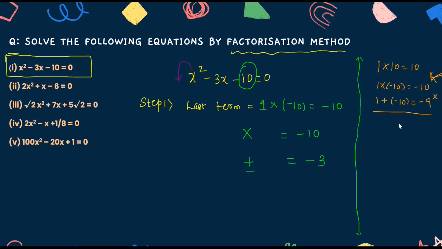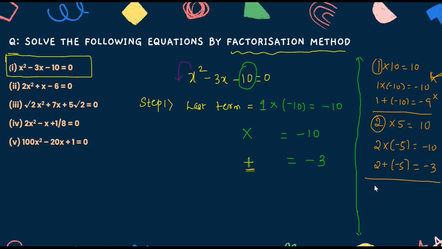Now I will go to the second possibility. 1 and 10 I checked. Now I will try with the second table. This is the first table. Now I will check with the second table. So 2 fives are 10, this is working out. Now I need minus 3 and I need minus 10 here. So if I do 2 into minus 5, I will get minus 10. And if I do 2 plus minus 5, this I am doing because of the middle term, if I add, I should get that. So I am getting minus 3. See, you got your factors.